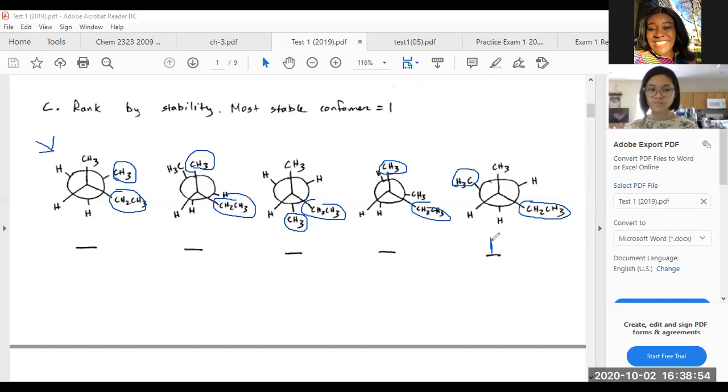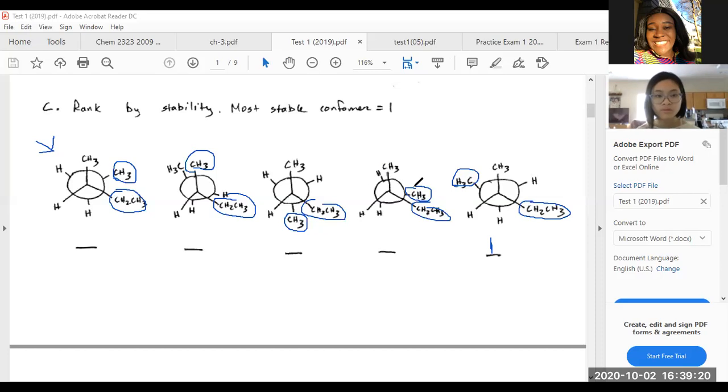And then automatically, wait, for the fourth one, is this the back C? I think you circled the wrong CH3. Oh, the back, yes. Yeah, that's right. Okay. But I agree with the last one being the most stable because the big groups on the back and the front are farthest away from each other. Yes, thank you for catching that.